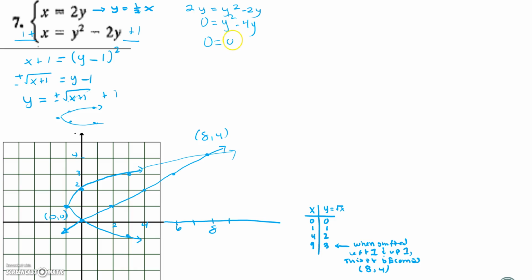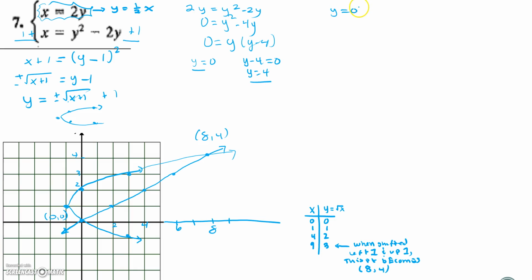So I'm going to factor out the y, and I'm going to be left with y minus 4. I have the product of two things equaling 0, so I can use the zero product property to say y equals 0, and y minus 4 equals 0, or y equals 4. So I have my two y coordinates, so I can plug them in. You can plug it into either equation, but I'm going to plug it into the first one because it's easier to solve for the x coordinate.